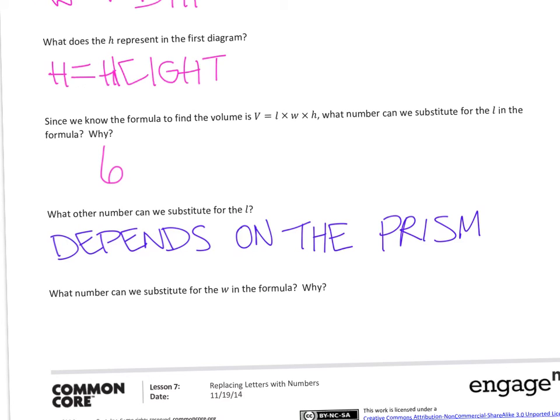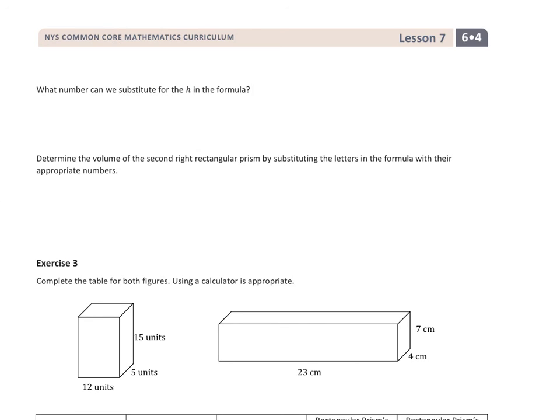So which number could we substitute for W? If you look at the top of your page, you'll see that that number is going to be 2. And why? How do we know? Because the 2 is right where the W is on the first prism. For H, you know you can substitute 8. So then we have to determine the volume.